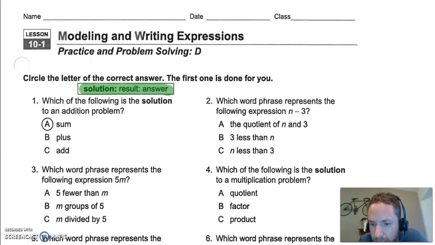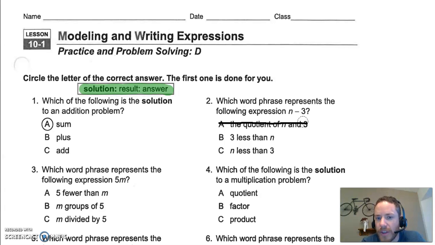Number 2. Which word phrase represents the following expression, n minus 3? Now, I want you to recognize that you're not asked to solve anything, so you don't need to know what the value of n is. We just have to identify which phrase matches that. A says the quotient of n and 3, and quotient is the solution to a division problem, so it's definitely not that. And on B and C, in both cases I see the word less, so we just have to decide in which order this is. B says 3 less than n. C says n less than 3.